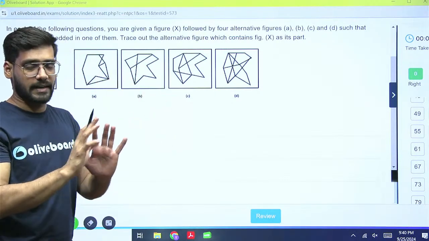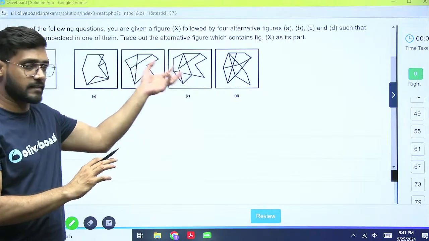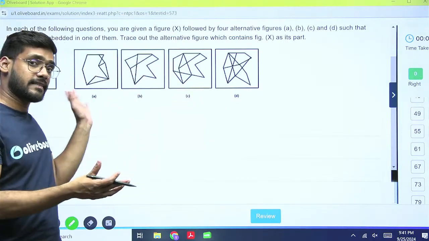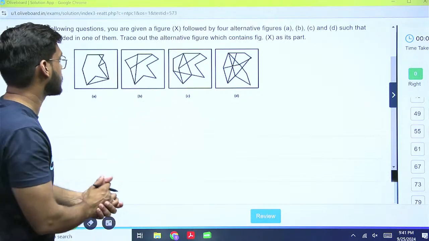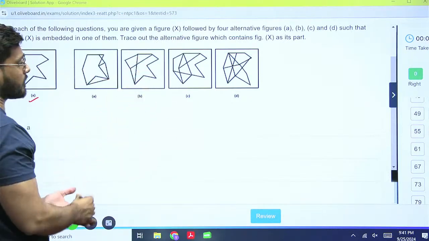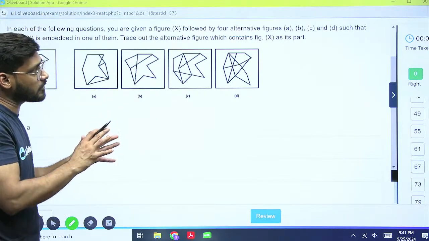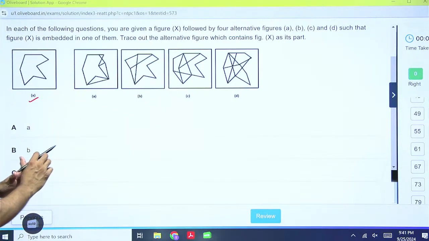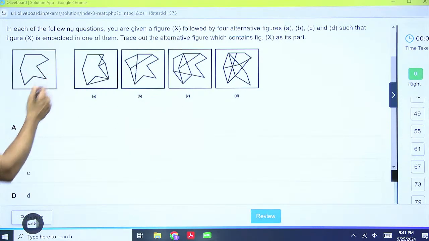Figure X can be embedded in A, B, C or D, but we are not sure in which of the figures it is embedded. We have to find out, right? Trace out the alternative figure. We have to find the alternative figure which contains figure X as its part, right? Okay, let's find this out in the given options.